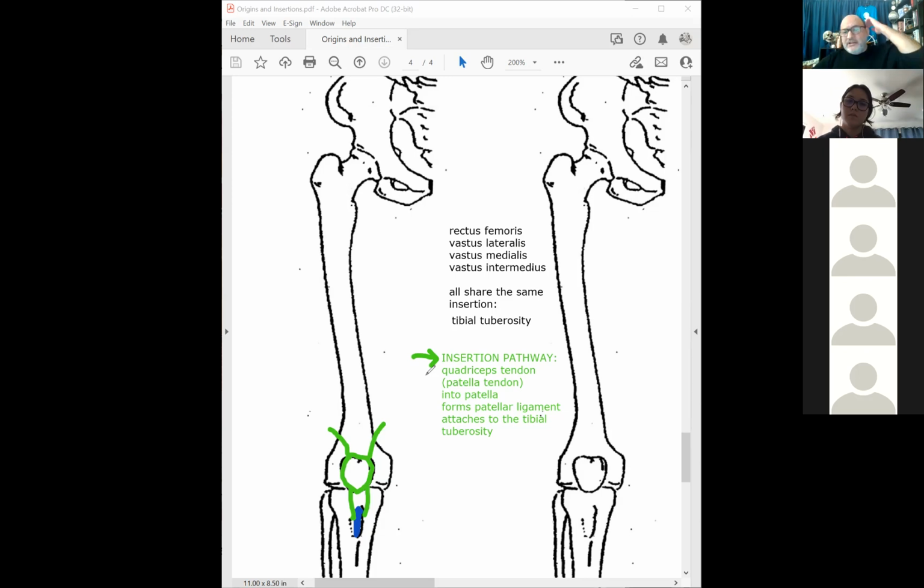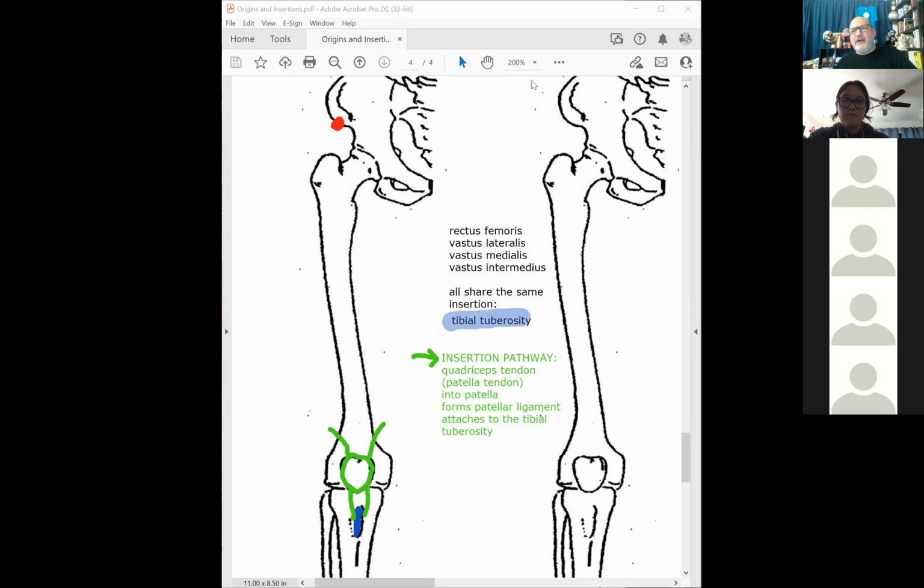All right, I'm going to cheat and leave this picture here because this is our insertion. This is our insertion pathway for all of them, so that makes it easy. So then all we have to do that's different is draw the origins. So let's start first with the rectus femoris. What is the origin of the rectus femoris? Anterior inferior iliac spine. There you go.